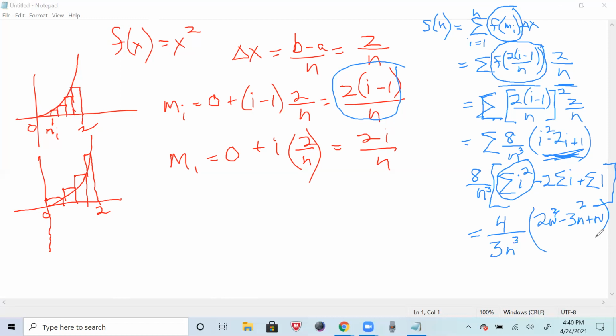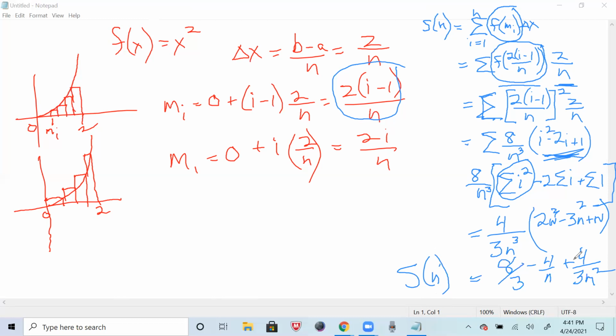And now if I do more algebra, I end up with 8 over 3 minus 4 over n plus 4 over 3n squared. And that's what S of n is. And you can see that if n were to go to infinity, this thing would be 8/3 because these last two terms go to 0.